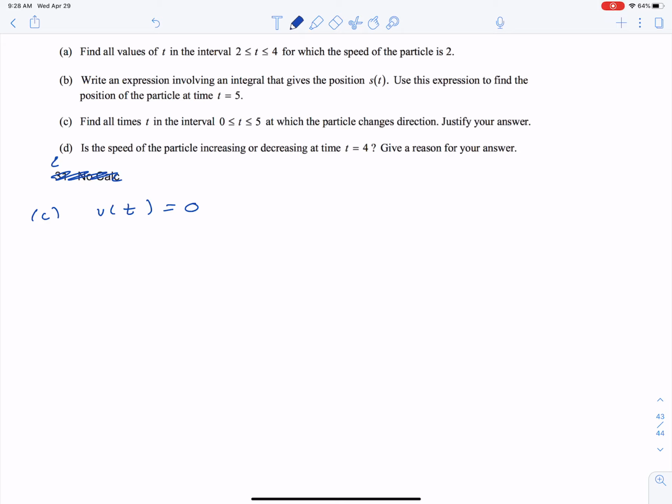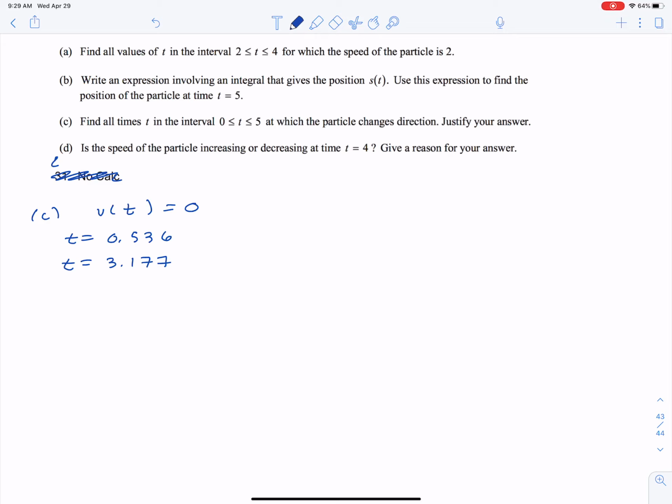So I got one value is t equals 0.536, and the other value is t equals 3.177. I just truncated it. If you didn't, you would have gotten 3.178. Okay, so those are the two critical values I got.